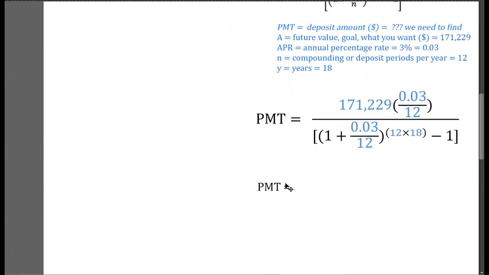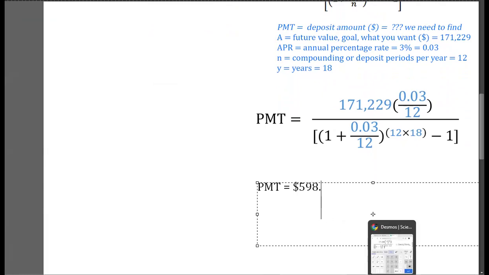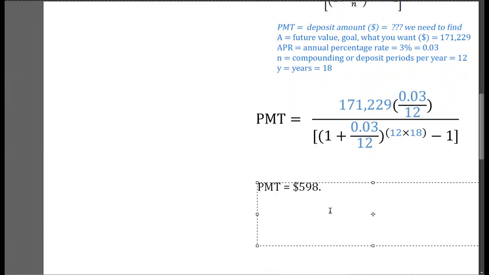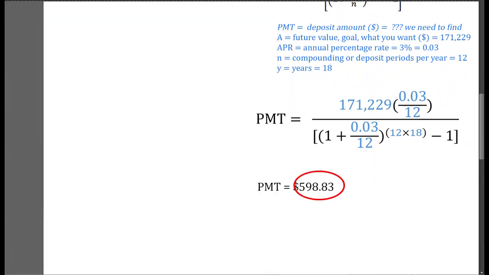So the necessary payment to reach this particular goal in this particular account, oh, my dollar sign. No, it's not dollar sign. There we go. $598, and I forgot what the pennies were because I've got a short-term memory of a goldfish. 83 cents. I was off by like $300.